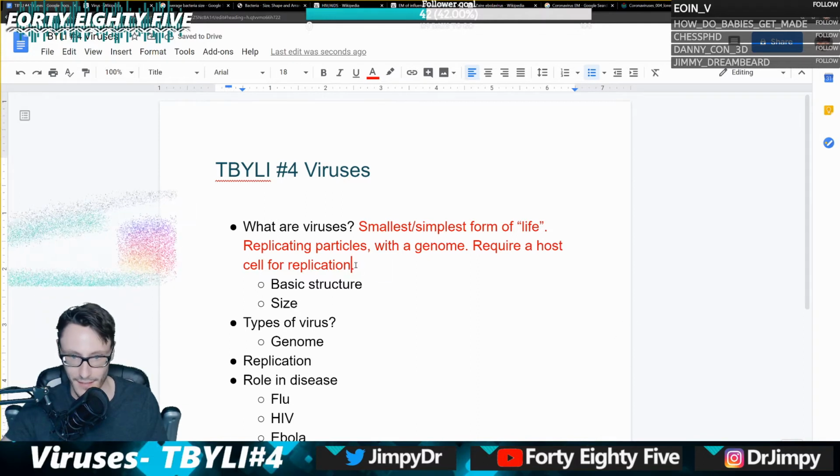Require a host for replication. This is key. Absolutely key.